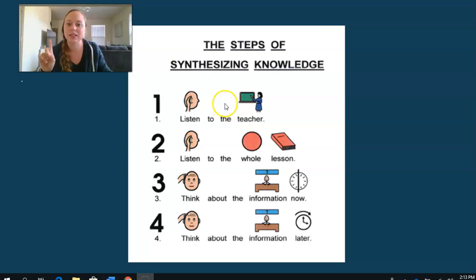First, listen to the teacher. Second, listen to the whole lesson. Third, think about the information now. Fourth, think about the information later.